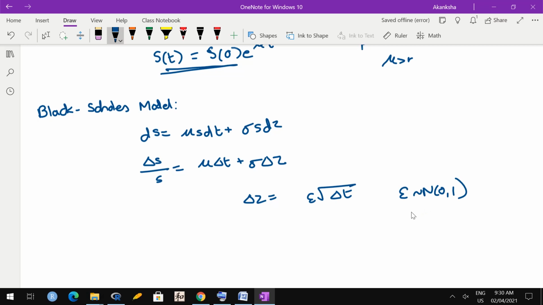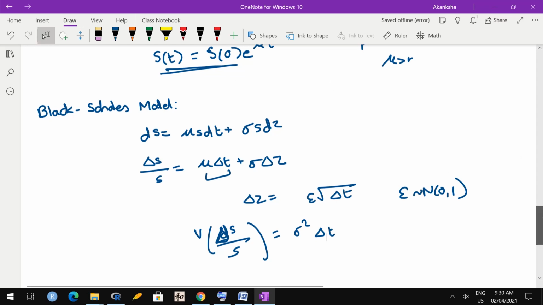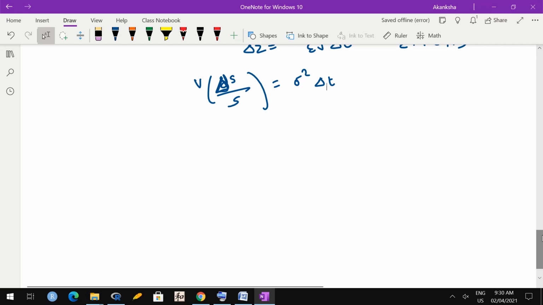As a result, what would we have? When I compute the variance of delta S upon S, the first term is not going to contribute because there is no randomness. I'll have sigma squared times the variance of delta Z, correct? And the variance of delta Z we know is delta t, because Z you can write as Z_t minus Z_0, and that variance is the change in t.